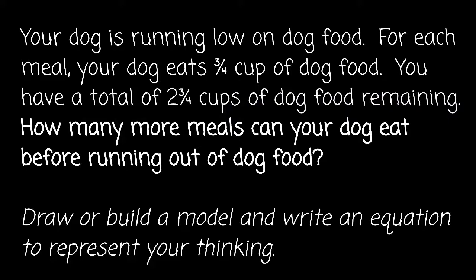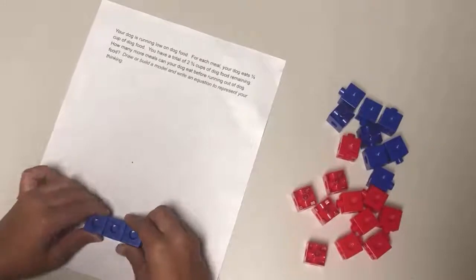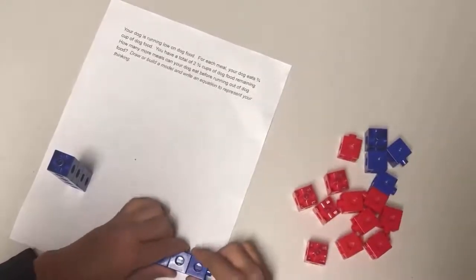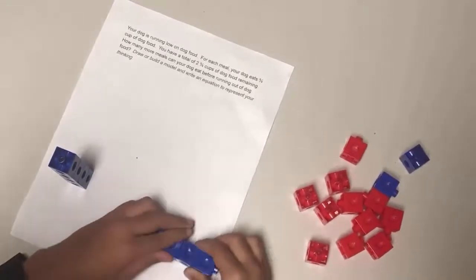Listen and look for how the teacher asks questions focused on representation. Namely, does the student understand what the snap cubes represent in the given context? All right, so what are these blue cubes representing? They're representing how much dog food we have, how many cups of dog food we have remaining. Okay. Which is 2 3/4. Okay.